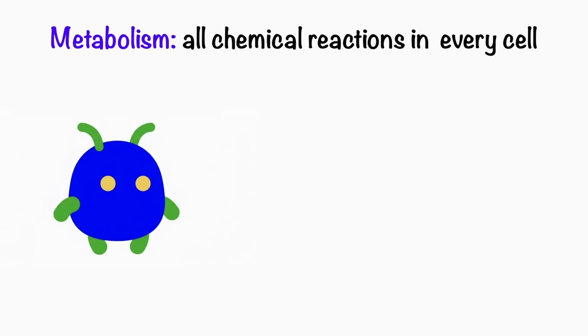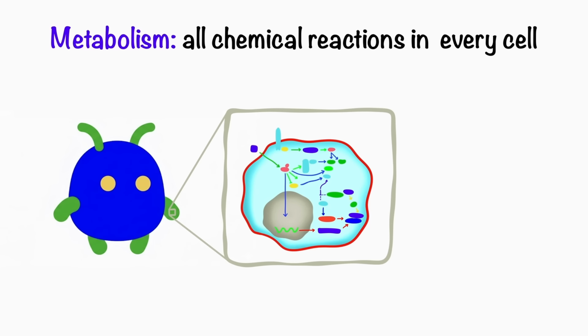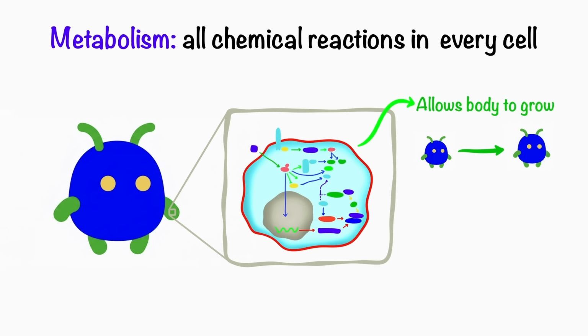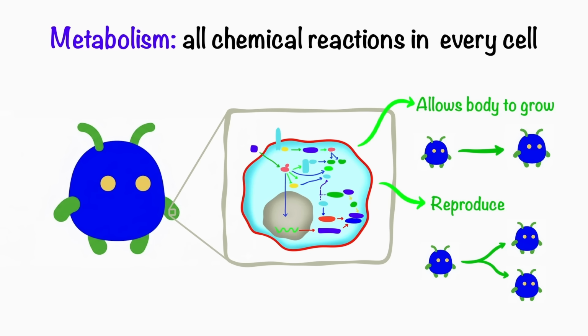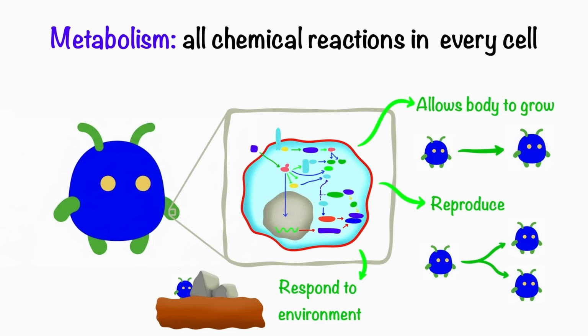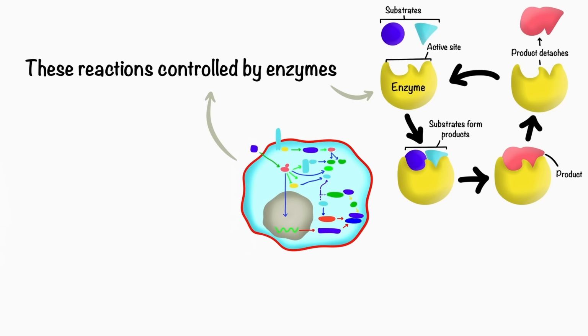Metabolism encompasses all the chemical reactions that happen in an organism. Every cell in your body is constantly carrying out thousands of chemical reactions. These reactions allow your body to grow, reproduce, maintain its structures, and respond to its environment. All of these reactions are controlled by enzymes.